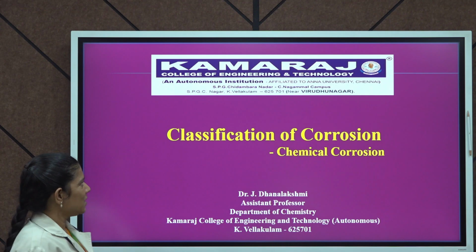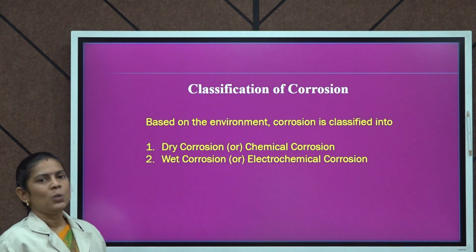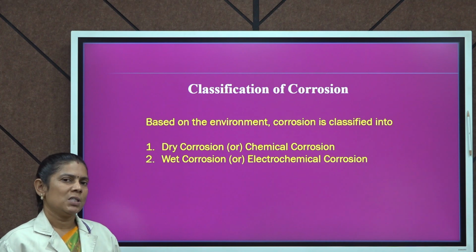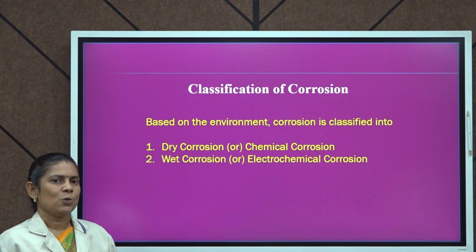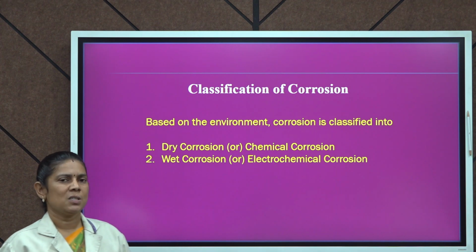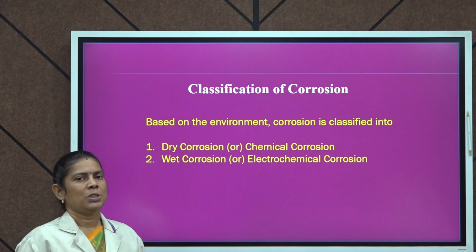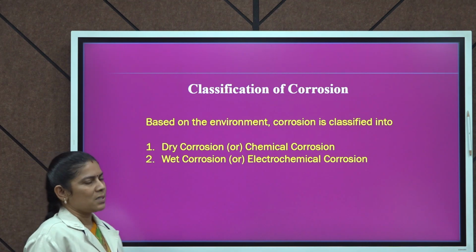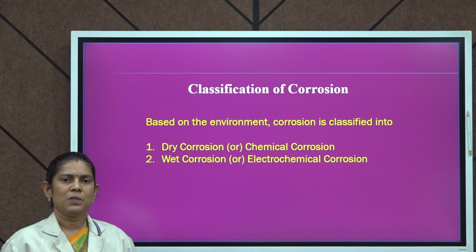Now we are going to discuss classification of corrosion. Based on the environment, corrosion is classified into two types. Before that, what do you mean by the term corrosion? The gradual destruction of the metal when it is exposed to the environment. Already we have discussed what corrosion is, what factors influence the rate of corrosion, and how corrosion occurs, right? Now we are going to discuss the classification. So based on the environment, corrosion is classified into two types.